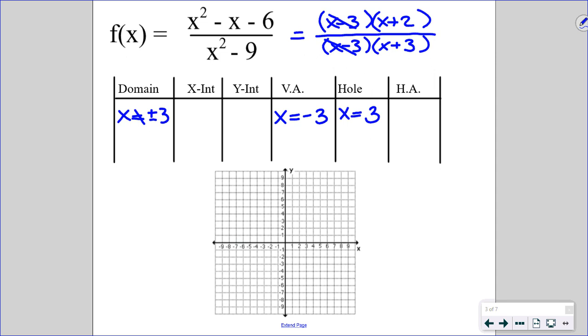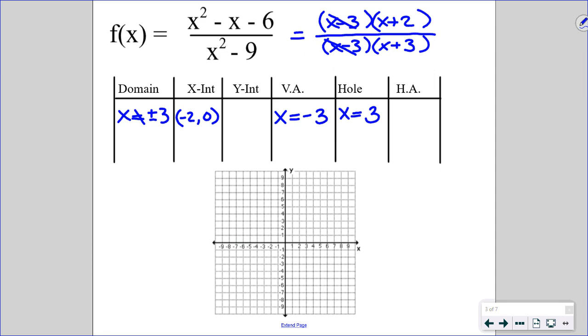Now let's go back to finding our x-intercept. So the x-intercept comes from the zeros of the numerator. Now, since we crossed out the x minus 3's, the only zero of the numerator that's left is negative 2. So negative 2 comma 0 would be the ordered pair of our x-intercept.